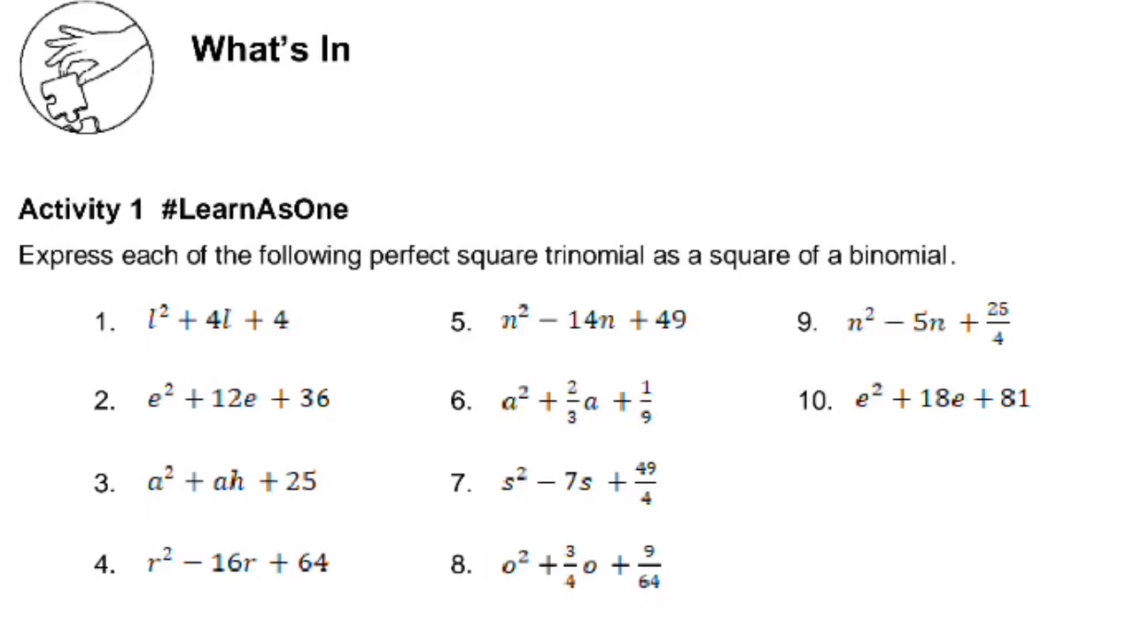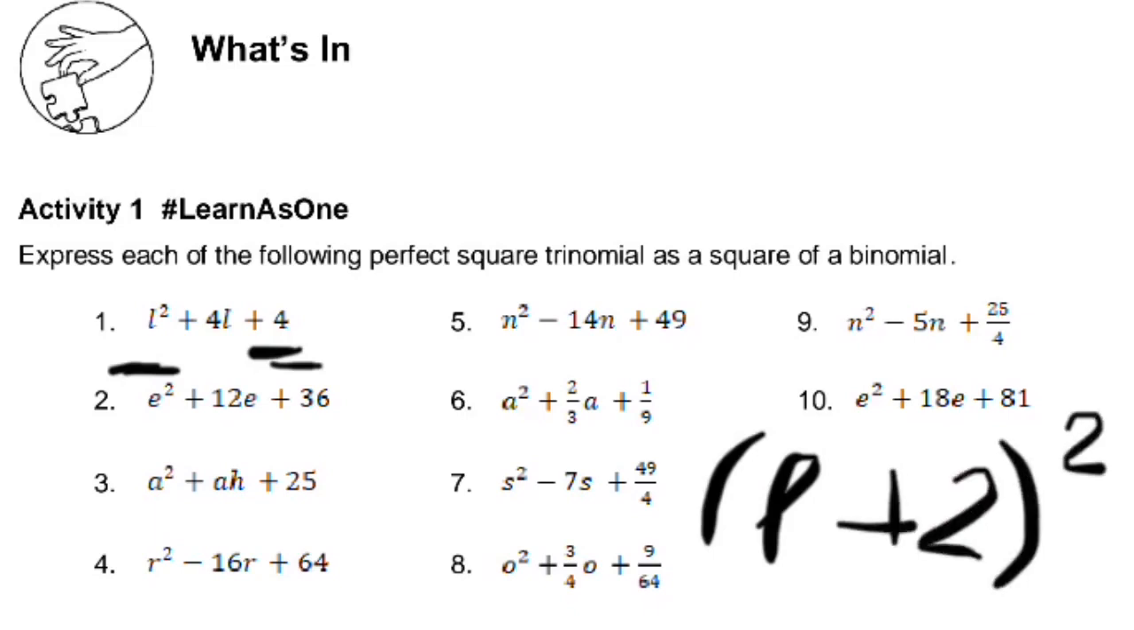So in here, what we're going to do is just look at the constant term. In example number 1, this is 4 here. So we just get the square root of that number. The square root of 4 is 2. And the variable here is L. So your answer should be the quantity of L plus 2 squared. This is how you express L squared plus 4L plus 4 as a square of a binomial. So just do the same with numbers 2 to 10.